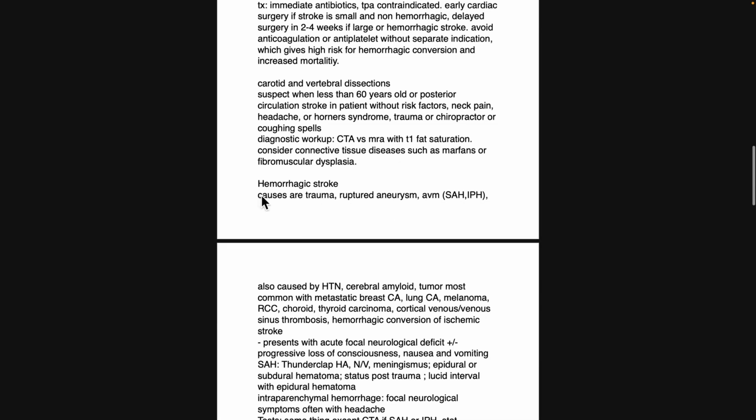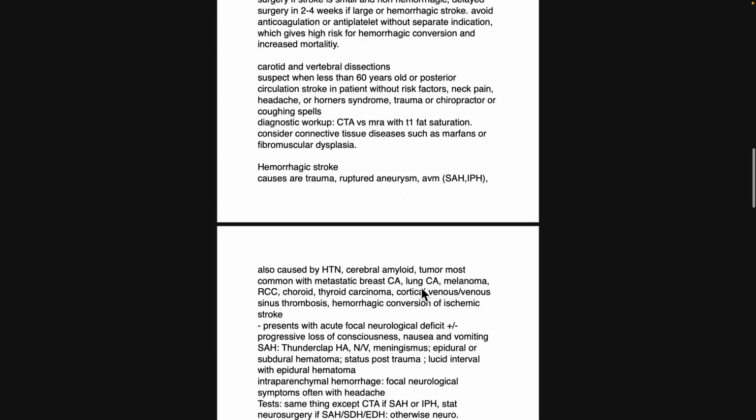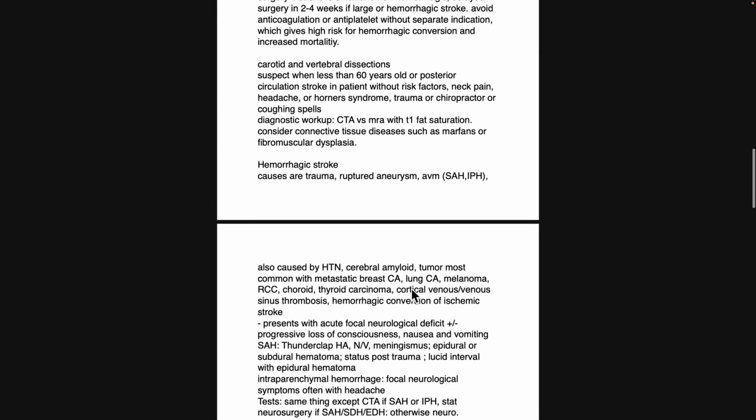So next thing I'm going to talk about is hemorrhagic stroke. Remember, this is a different type of stroke, 15% of strokes. The causes are trauma, ruptured aneurysm, arteriovenous malformation, subarachnoid hemorrhage, intraparenchymal hemorrhage, also caused by hypertension, cerebral amyloid, a tumor, most commonly metastatic breast cancer, lung cancer, melanoma, RCC, choriocarcinoma, thyroid carcinoma, cortical venous or venous sinus thrombosis, and hemorrhagic conversion of ischemic stroke.